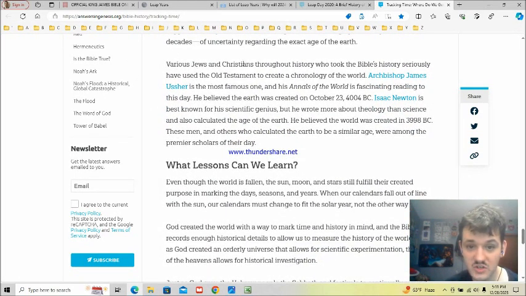Various Jews and Christians took the Bible's history seriously and used the Old Testament to create a chronology of the world. Archbishop James Ussher's is fascinating reading to this day. He believed the earth was created on October 23rd, 4000 BC. Isaac Newton, known for the science of the earth, believed it was created in 3998 BC, but these men were among the real scholars of the day who calculated the earth's age.